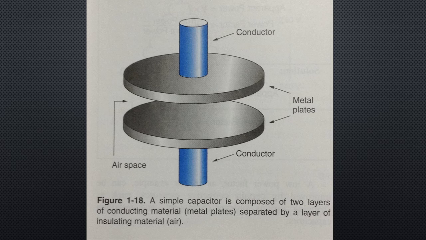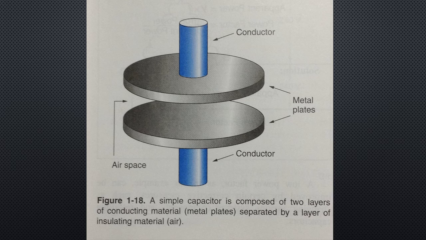Capacitance, symbolized by capital C, is the condition whereby a circuit stores electrical energy. This occurs whenever there are two conducting materials, such as metal plates, separated by an insulating material, such as air or paper. A device specifically constructed in such a manner is called a capacitor or a condenser. Figure 1-18 is a simple representation of a capacitor.